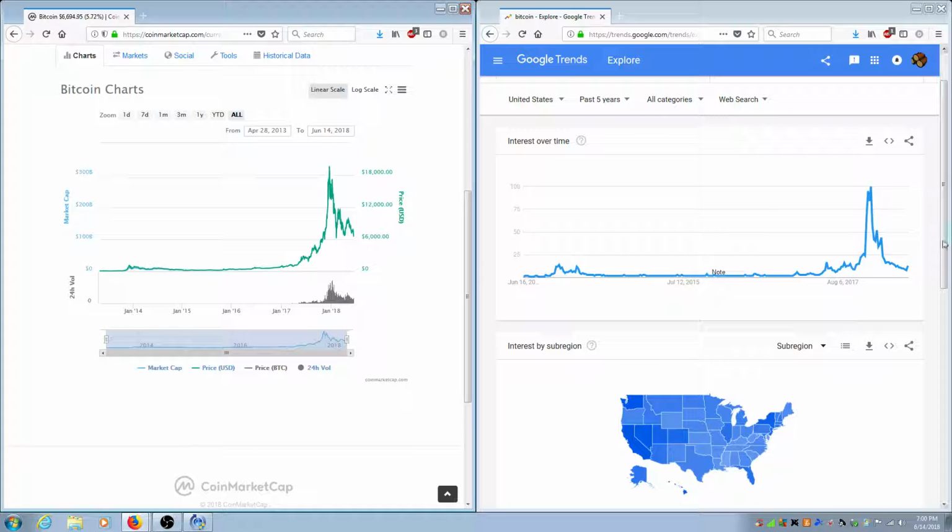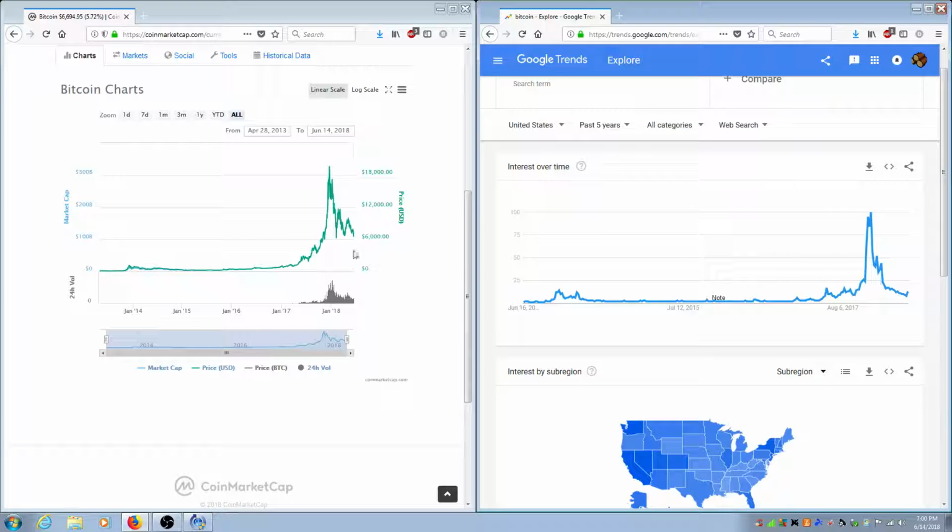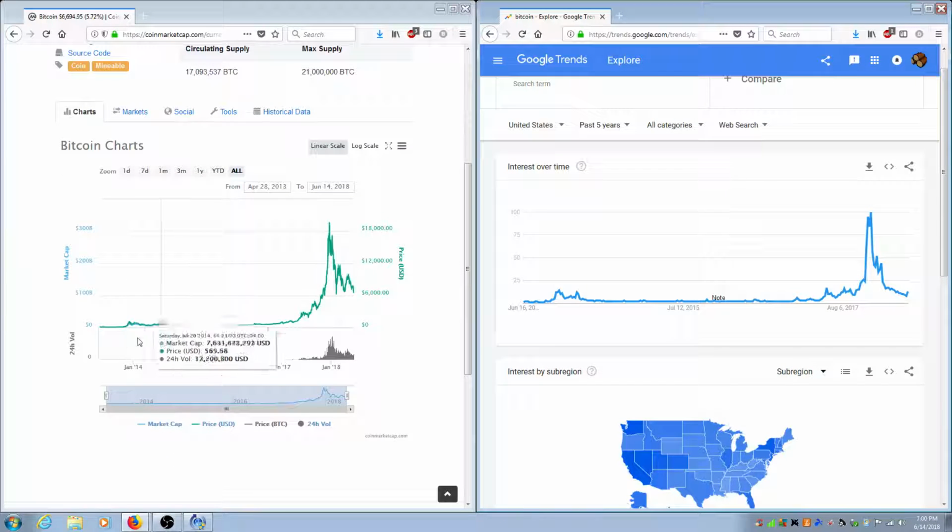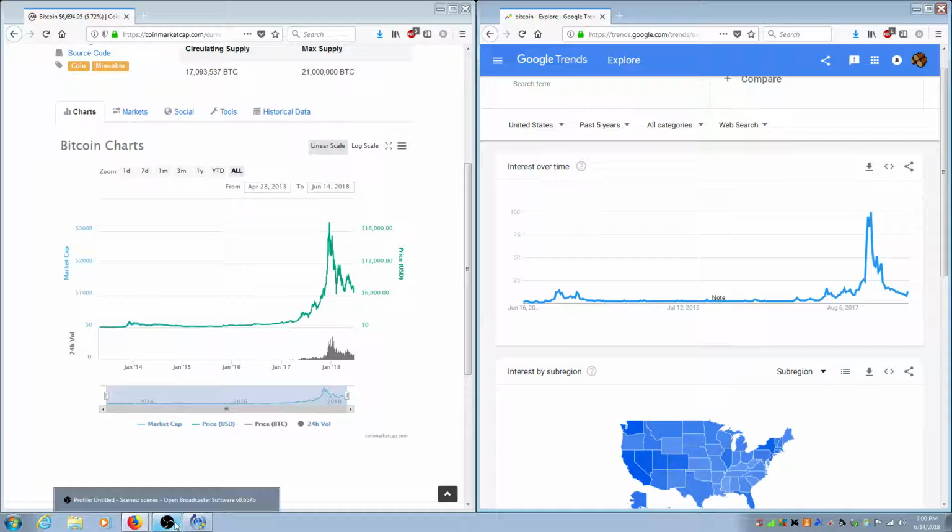So that's what I have for you guys today. It's very interesting, but so far up to date, overall, this chart has been a fantastic predictor of Bitcoin prices, and I think it's going to continue to be that way, at least in the near term.